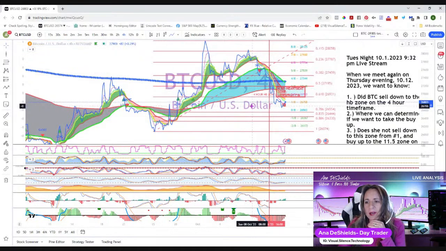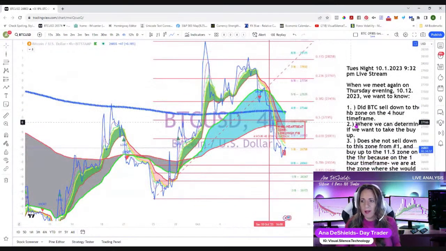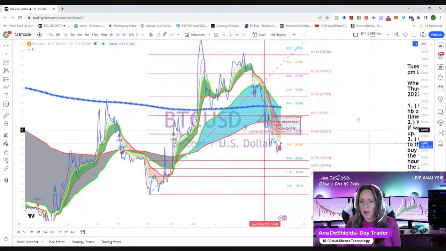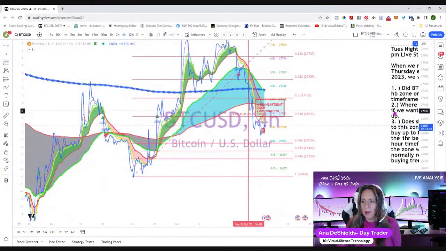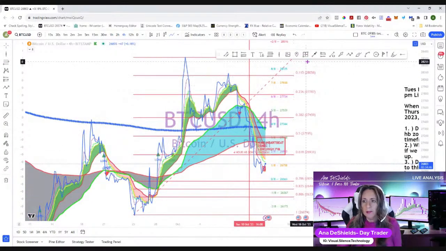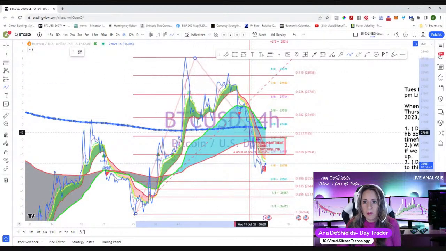All right. So where are we at today? Where are we at today? Well, on our 4 hour, we are now with our fib up here, 50 to 61.8 zone, which is a normal area that traders like to re-enter into the market. It's the normal area that traders like to re-enter into the market.